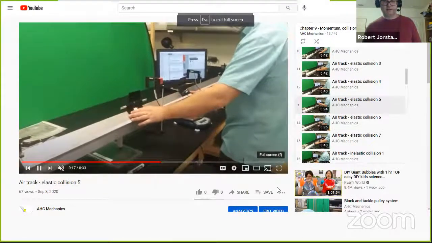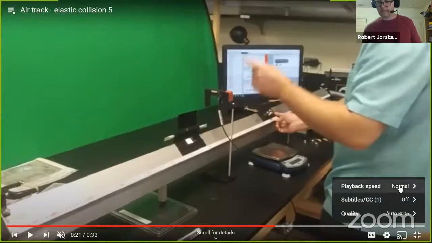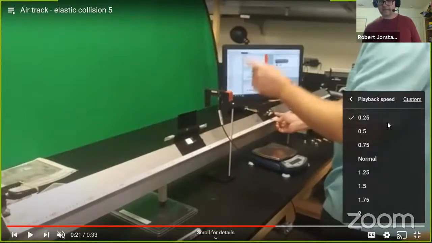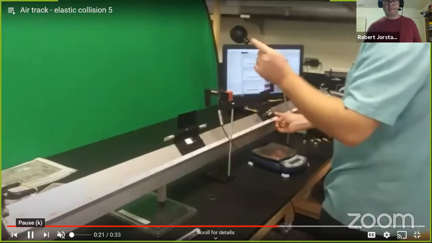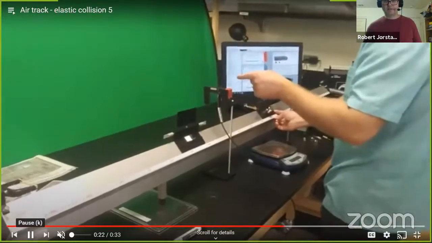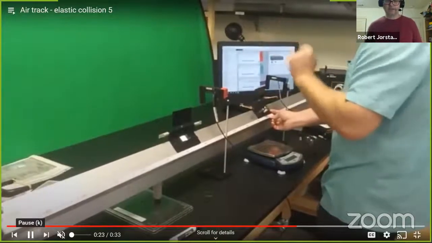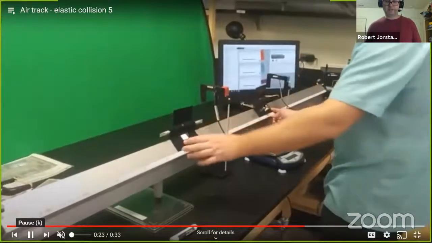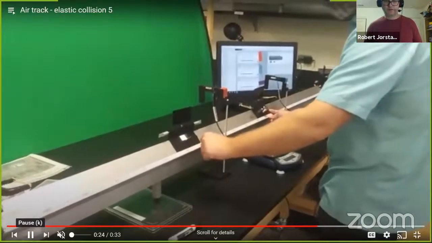So now, give it a second. And I'm going to hit pause for a sec. Let's do slow-mo just so I could talk about it better. So now what's going to happen is the first photo gate that I'm pointing at there is going to measure the first velocity as it comes through. So we'll know the speed of this one as it comes flying through. So give it a sec.